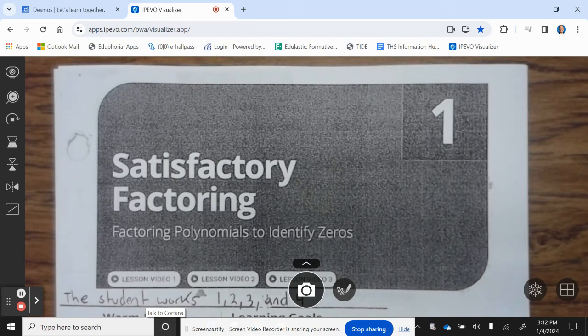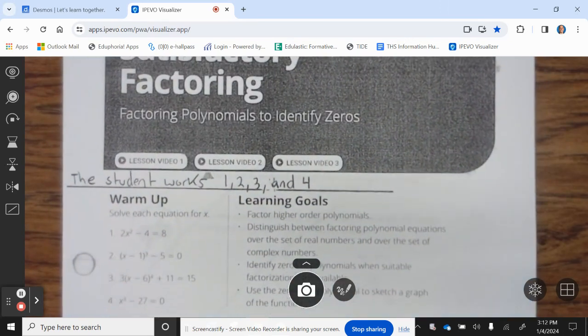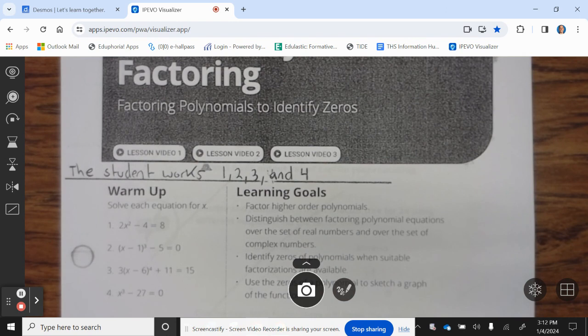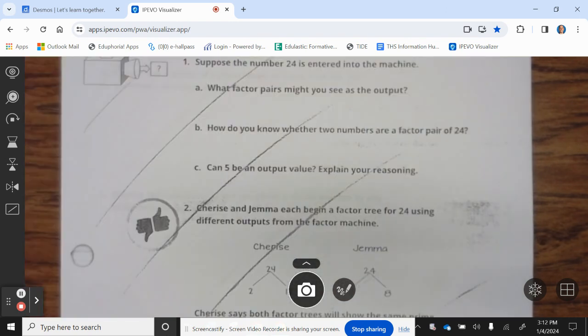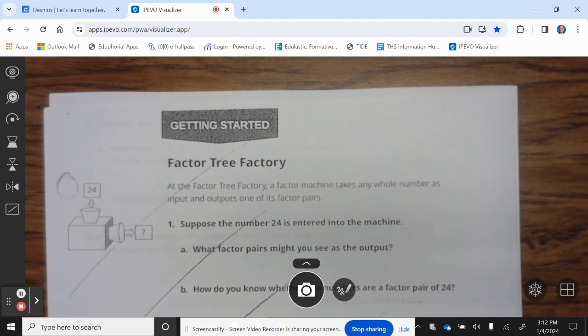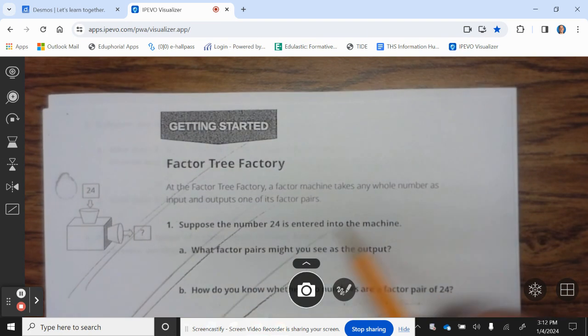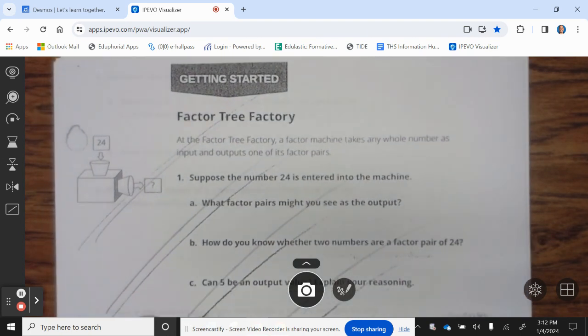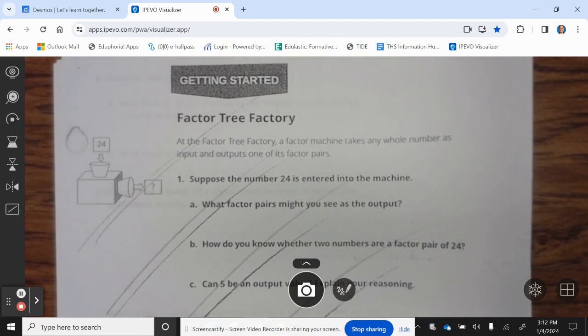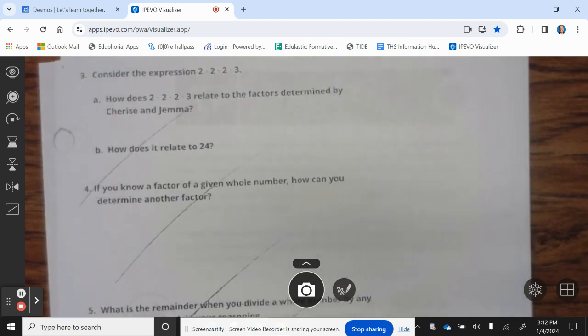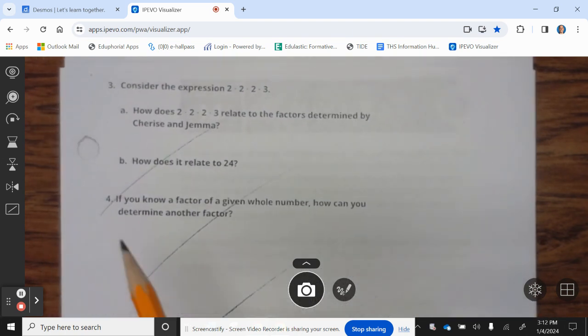Okay, Walker, segment 1, satisfactory factoring. Factoring polynomials to identify zeros. The student works 1, 2, 3, and 4. All right, let's take a look at the next page. Go ahead and mark this page off. All right. Go ahead and mark this page out as well.